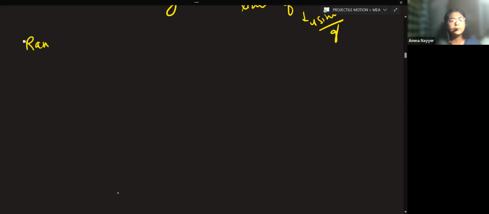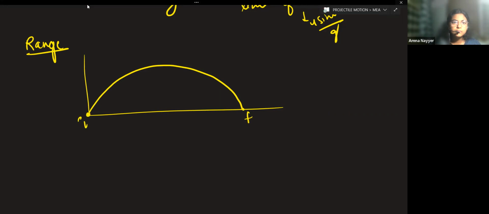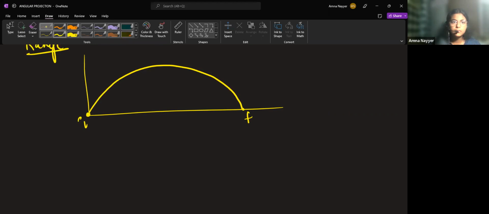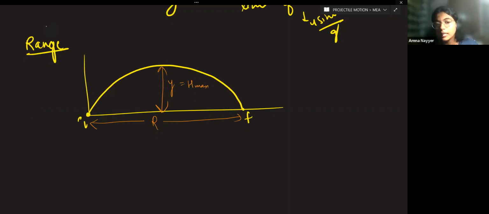So range basically means, see, this is the motion of the projectile, this is the initial point, this is the final point. This is known as the range, meaning whatever net displacement is covered along the x-axis. See, one distance is this also, the maximum height. One distance is the height. Now this horizontal distance which you get, this is known as the range.